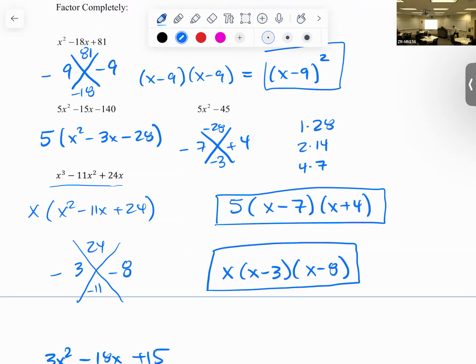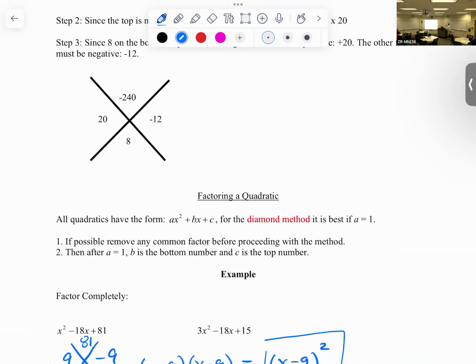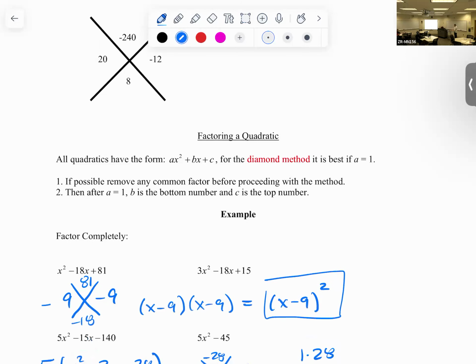And that was the initial instructions. Diamond method: if a equals 1, we can jump to the factors directly from the diamond. That's what I was saying. This is the simplified diamond.